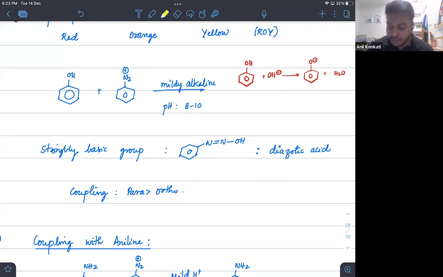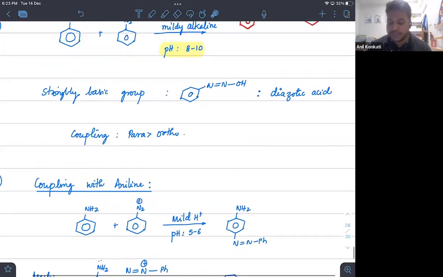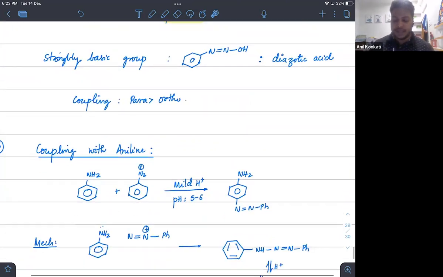This is a very important question for JEE. What is the pH that you have to maintain when you are making phenol react with a diazonium salt? So we should maintain around 8 to 10. Clear everybody? Right. It is also important to know what happens if you keep it strongly basic. So it will become diazotic acid, and coupling does not happen.